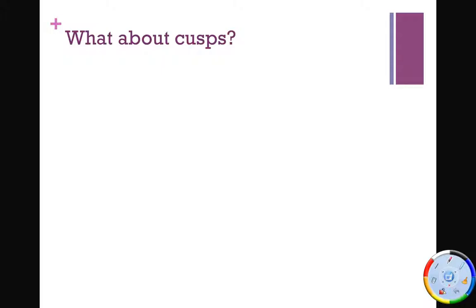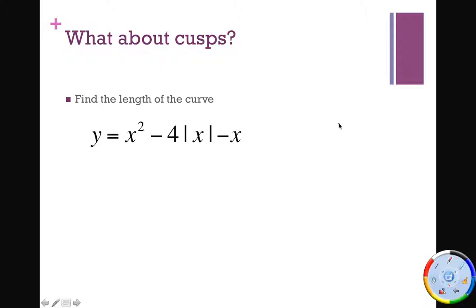What about cusps? You might recall that on a cusp, you remember graphs that come up here like this, there's no derivative at that point. But what we can do is do a little bit of a split. We can actually split the function into two different integrals. So here is an example of what I mean by this. We have the function x squared minus 4 times the absolute value of x minus x. Now, if you were to graph this on your calculator, it actually looks kind of interesting. It will look something along the lines of this.